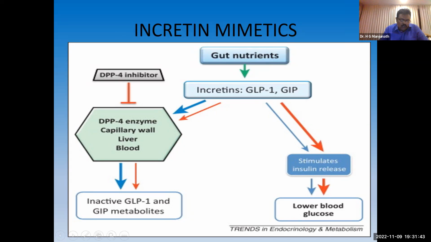GLP-1 is glucagon-like peptide 1, and the second one is glucose-dependent insulinotropic polypeptide. The concentration of these hormones would benefit diabetes mellitus patients. However, the actions of GLP-1 and GIP are very short-acting because the enzyme DPP4, dipeptidyl peptidase 4, inhibits GLP-1 and GIP, so that glucose will not be decreased. So GLP-1 and GIP are the incretins which increase insulin secretion and help in diabetic patients.